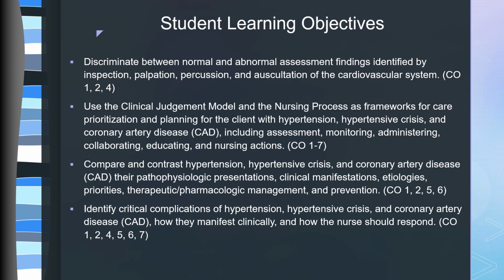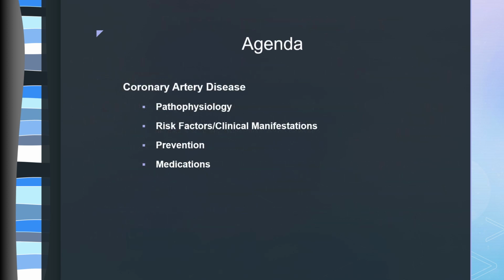So here are the student learning objectives, what I would like to get across when it comes to coronary artery disease, and these will be similar to hypertension when we talk about hypertension. So here's the agenda. It's really quick. This is only 15 slides, so it shouldn't take us too long to get through. We're going to start with the pathophysiology. We'll talk about risk factors and clinical manifestations of coronary artery disease, and then prevention, and then some medications.